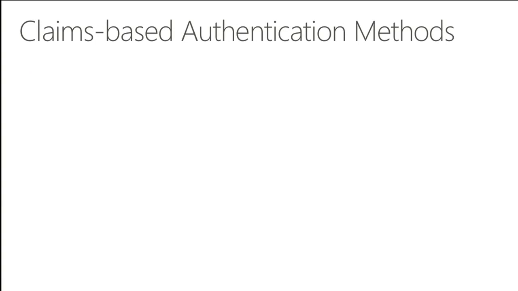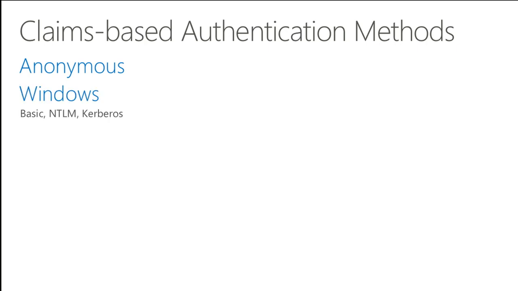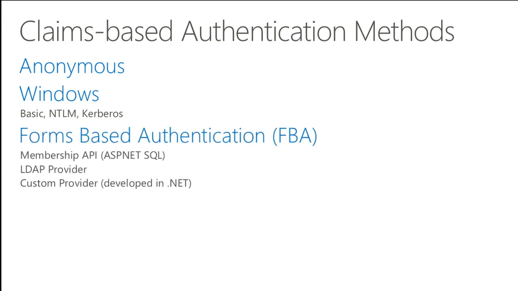And claim-based authentication allows us to authenticate anonymous users, because even if I know that someone is anonymous, it's a kind of authentication, of course. Windows authentication can be basic, NTLM, or Kerberos. The form-based one can be a membership API provider or an LDAP provider or any custom provider you can create using .NET code.